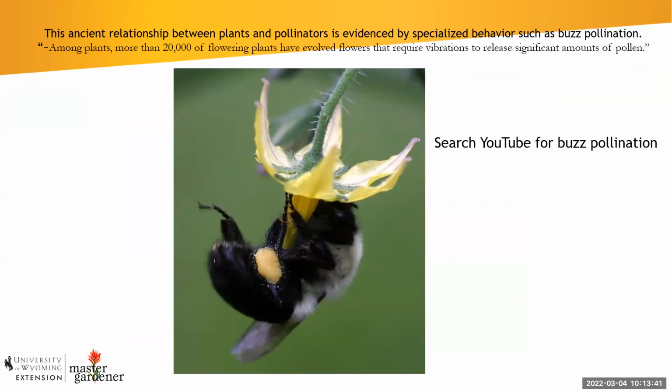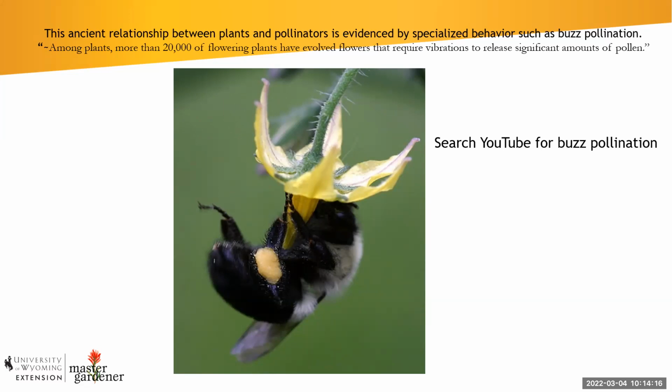Another one that's interesting is a behavior called buzz or sonic pollination. It's interesting in that there are about 20,000 different species of flowering plants with flowers that only release their pollen when it's buzzed or sonicated. There are some really great YouTube videos on this, and it again relates to the specialty of the plants and the relationship to the pollinator.